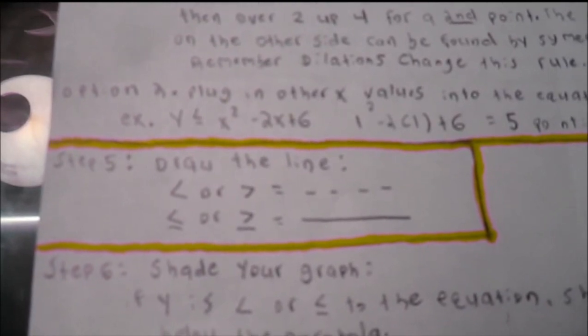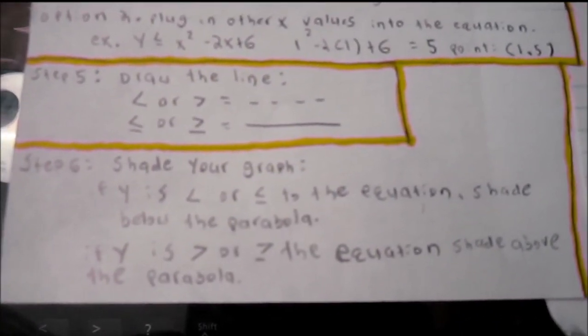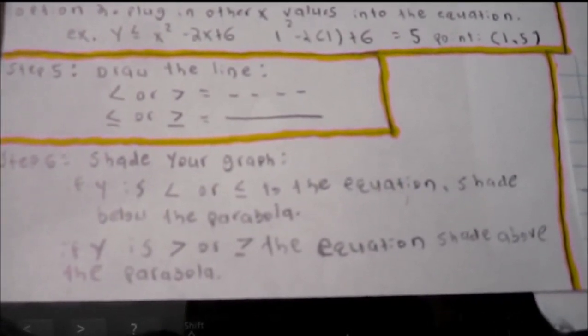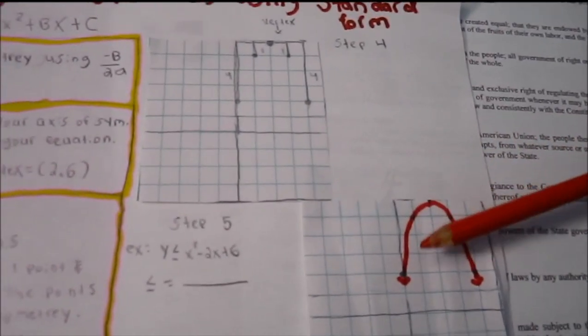And the last step is to shade your graph. If it's less than or less than or equal to, you shade below the parabola. If it's greater than or equal to, you shade above the parabola. Here are some examples of the drawing.